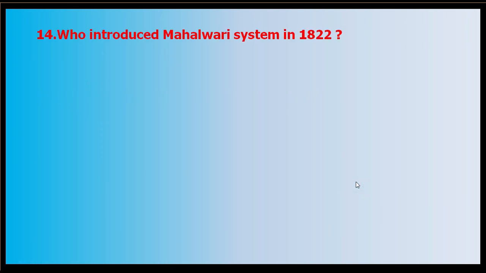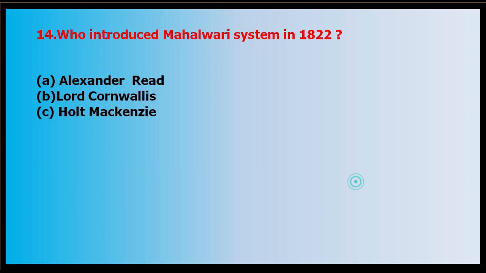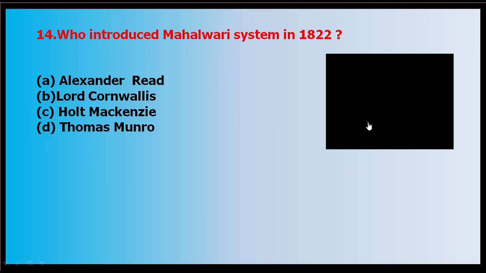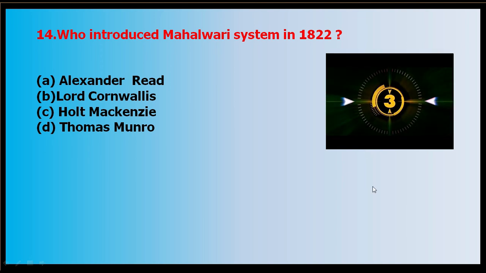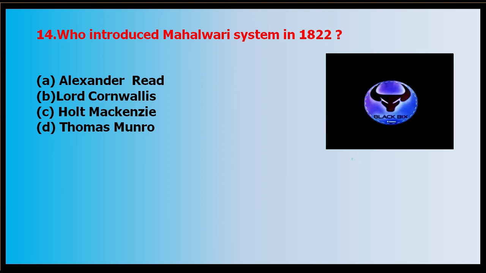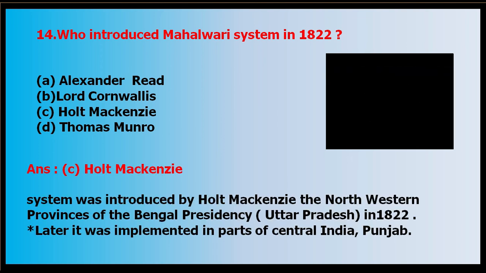Question number 14 is, who introduced the Mahalwari system in 1822? And your options are Alexander Reed, Lord Cornwallis, Holt Mackenzie, or Thomas Munro. And your time starts now. Who introduced the Mahalwari system? So the correct answer is Holt Mackenzie.